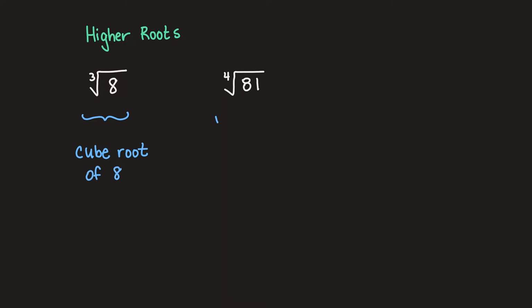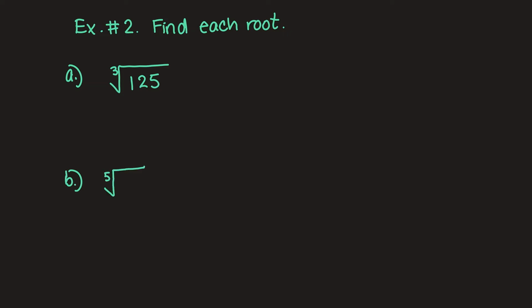Okay, let's go over some higher roots. So just like we can raise a real number to powers other than 2, we can find higher roots of numbers, like these. This we read as the cube root of 8, and this as the fourth root of 81. And let's go over how we evaluate such roots. So for this example, in order to find the cube root of 125, we need to figure out which number cubed will give us the radicand of 125. That number is 5, so therefore the cube root of 125 is just 5.